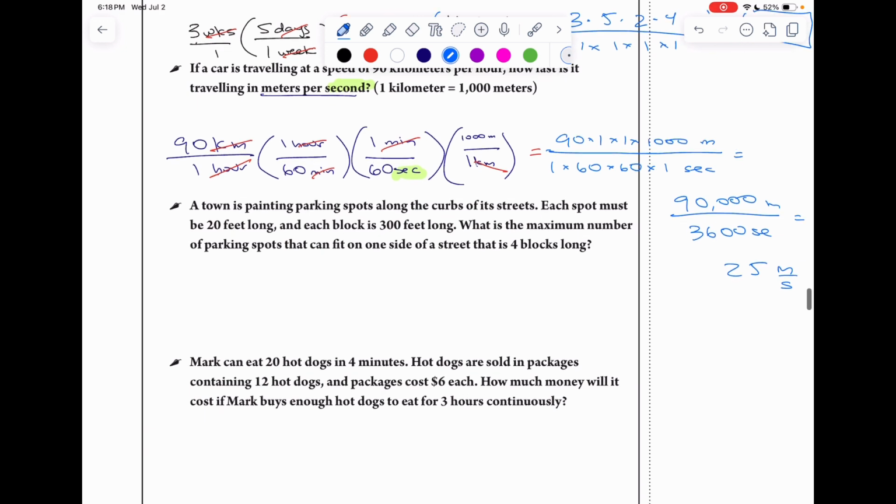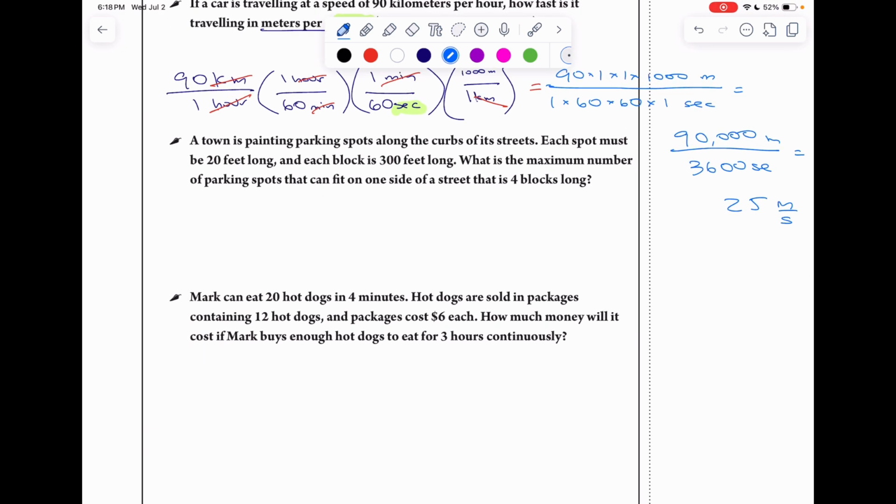All right. A town is painting parking spots along the curb of its street. Each spot must be 20 feet long. I know it doesn't sound like a rate, but we'll write that down. One spot is 20 feet long, and each block, one block, is 300 feet long. What is the maximum number of parking spots?